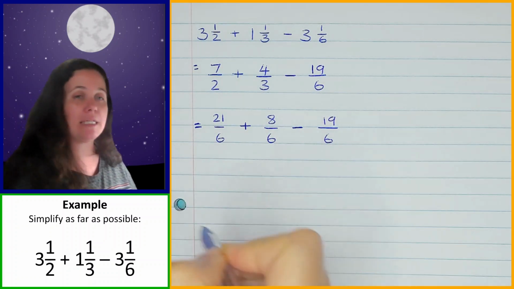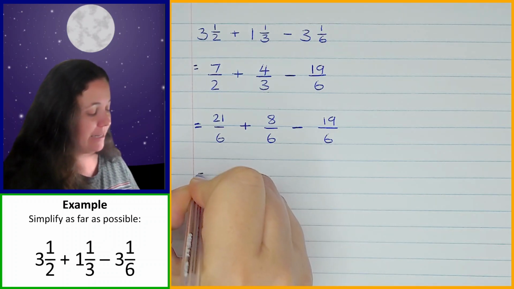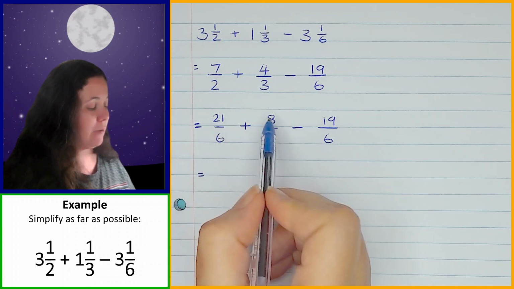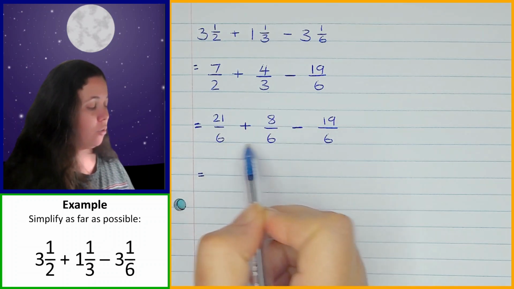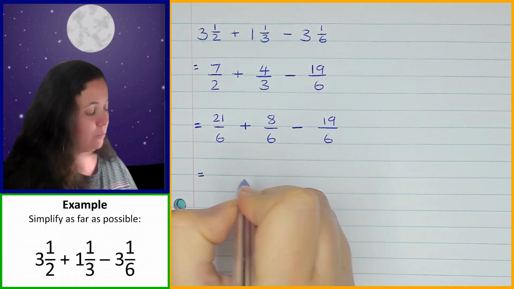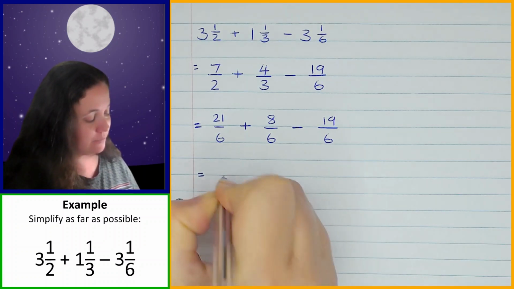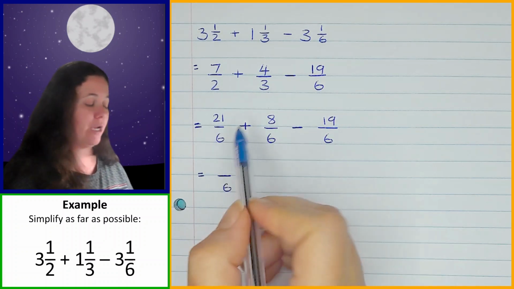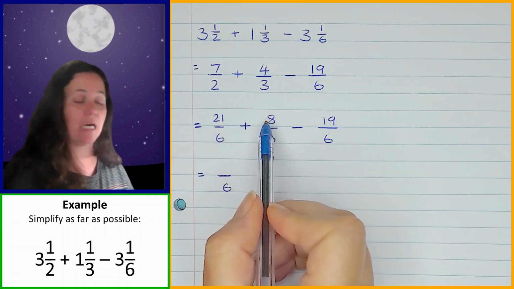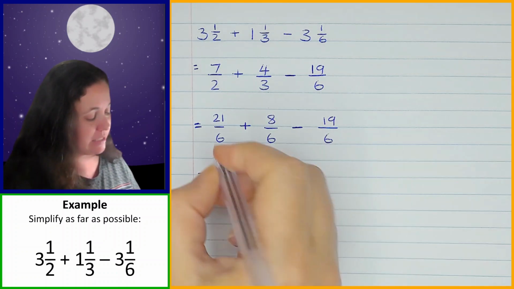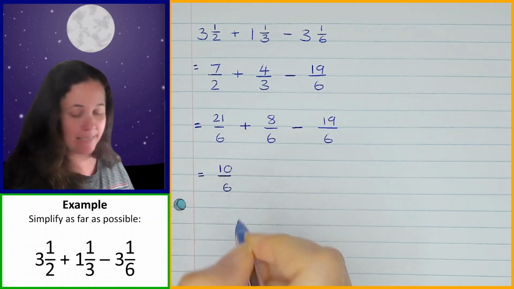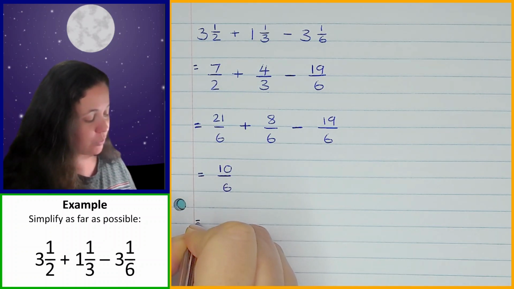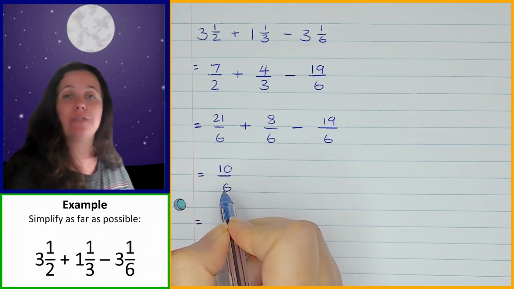So now that I've got the same denominators for all of the fractions, my next step is to add and subtract the numerators. So I've got 21 plus 8 minus 19 all over 6. Okay, so now what I'm going to have is something over 6. Remember, we said the denominator stays the same. We're going to add and subtract the numerators. So I have 21 plus 8, that gives me 29. Minus 19, that gives me 10. So now I have 10 over 6, and now I need to go and simplify that as far as possible. So when I simplify that, they both are divisible by 2.